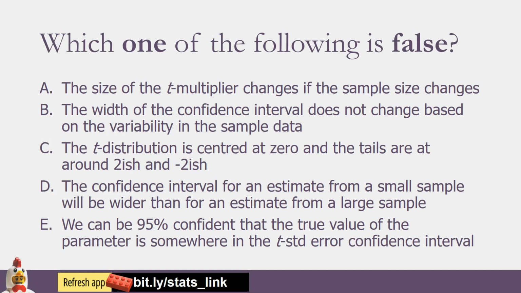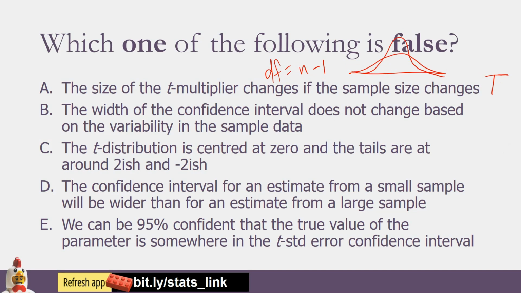Firstly, A: the size of the t multiplier changes if the sample size changes. This one is true, and it comes down to the idea we looked at briefly in the previous video of the degrees of freedom. Degrees of freedom is sample size minus 1, and as the degrees of freedom changes, the t-distribution changes. For small degrees of freedom, it might be like that, but as the degrees of freedom gets bigger, it might get skinnier like that.